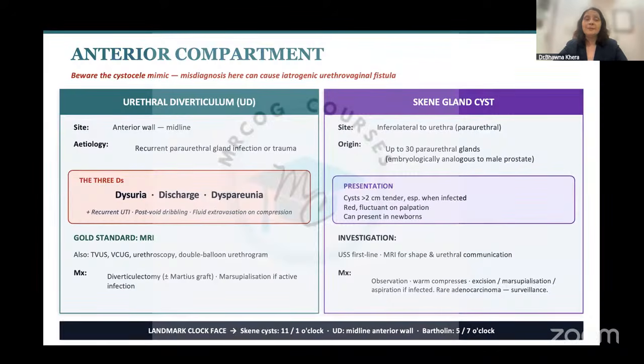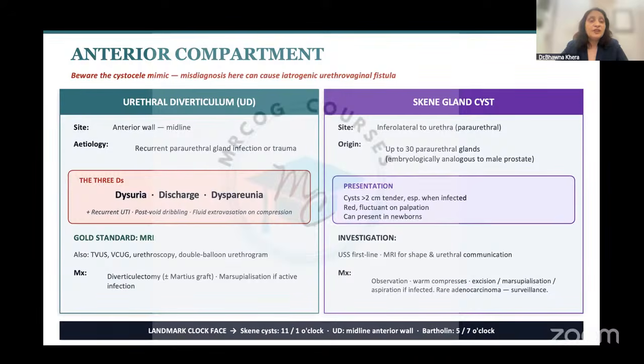Coming to the anterior compartment. Urethral diverticulum, all-time favorite of our OBG. Beware of the cystocele mimic. Don't think all anterior compartment swellings are a cystocele. Misdiagnosis here can cause iatrogenic urethrovaginal fistula. So very clearly you need to know urethral diverticulum, it is present in the anterior wall, midline.